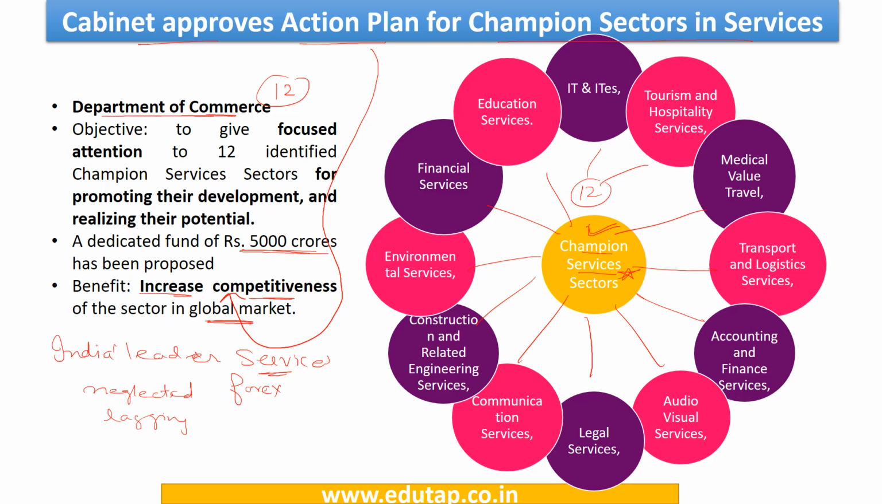and the government has asked the respective ministries and departments to come up with respective action plans for these 12 subsectors, so that proper efforts can be made to develop and realize their potential, and their competitiveness in the global market could be increased. So here you need to learn the 12 champion sectors of the services sector, and the major idea behind the action plans for these sectors is to increase the competitiveness, and of course the initiative of Department of Commerce.